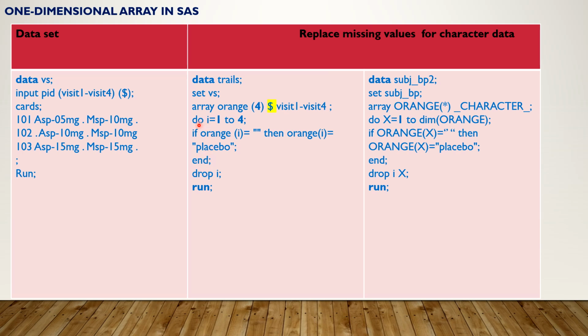So we have started to write, and we have to keep the end. Here we will get the I variable by default, right? So for that we keep drop I.